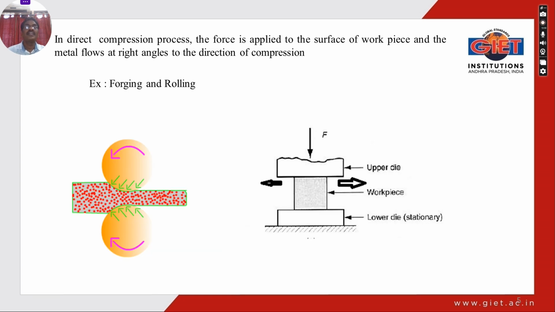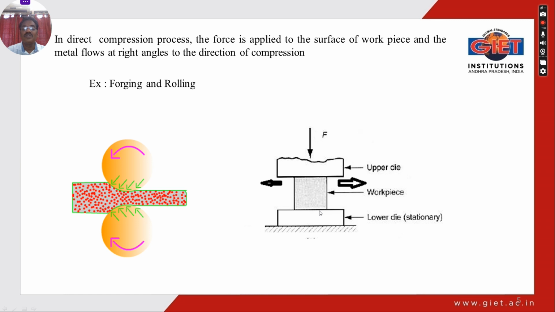In the direct compression type, force is applied onto the surface of the workpiece, and the metal flows at right angles to the direction of the force. Between the forging process and the rolling process, in rolling the work is moved between the rollers and compressed into a smaller diameter.